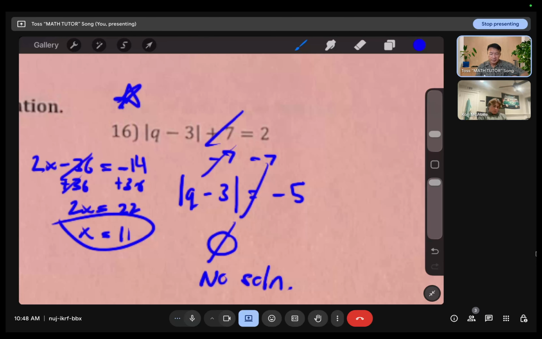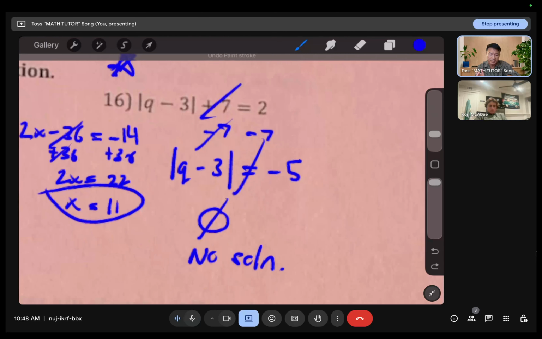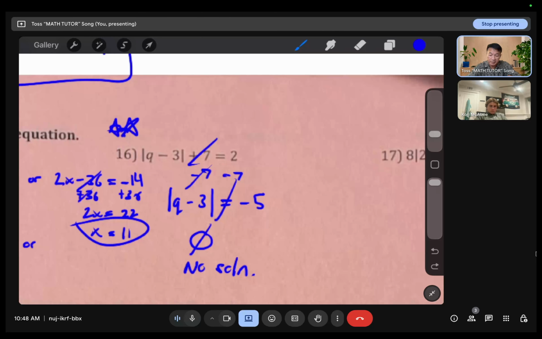So it doesn't matter if it's Q, X, Y, or Z. The absolute value of anything inside equaling a negative number is not possible, right? Because like you've always been taught, whatever you put in there, the absolute value makes it a positive number. That's why this does not work. So yeah, make a note. This is going to be on the test, I think at least one problem. So look out for it.